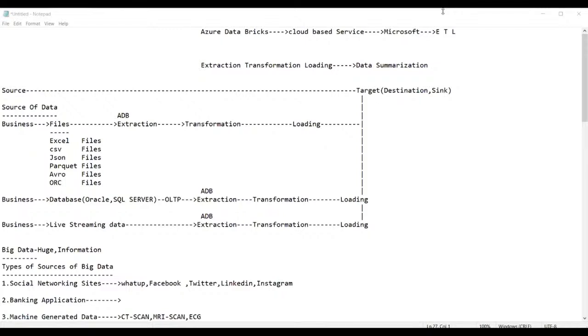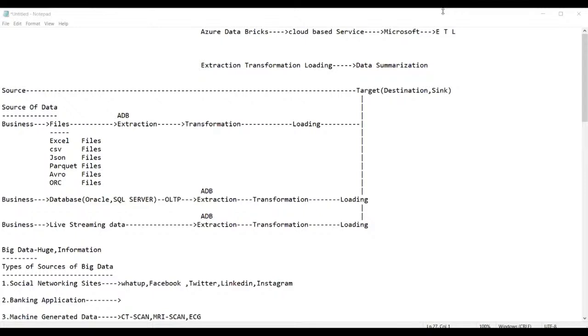I'm basically from an ETL background, an Informatica developer. Should I go for ADF or ADB? Then you can go with ADB. Why not? Definitely ADB will work for you.